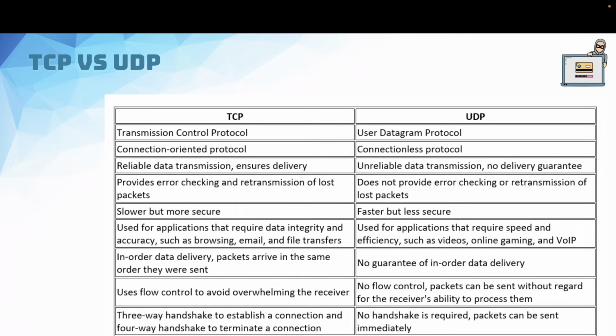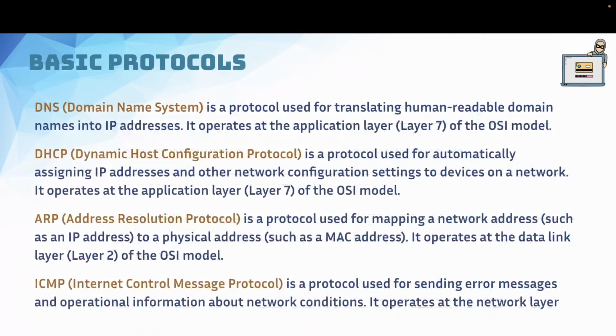TCP has that three-way handshake that we already spoke about to establish a connection, and a four-way handshake to terminate a connection. Whereas with UDP, no handshake is required. Packets can be sent immediately.